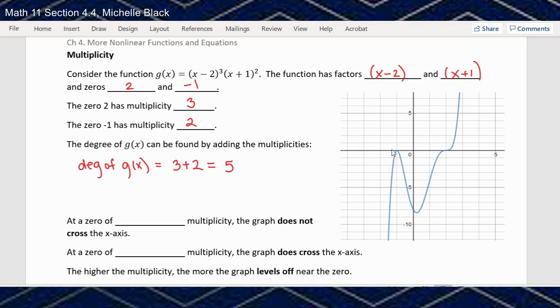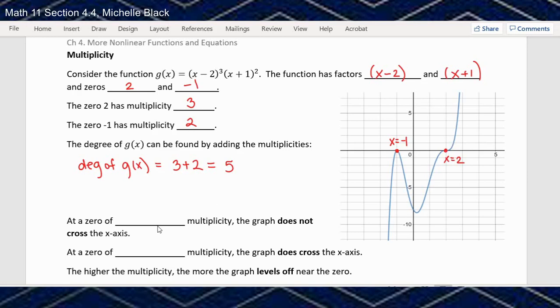This is the graph of g of x. So notice right here, this is the value x equals -1, which was one of my zeros. And right here is the value x equals 2, which is my other 0. At -1, my graph just touches the x-axis. And at 2, my graph crosses the x-axis, but it kind of flattens out before it crosses. So it's like shallow, not a very steep crossing.